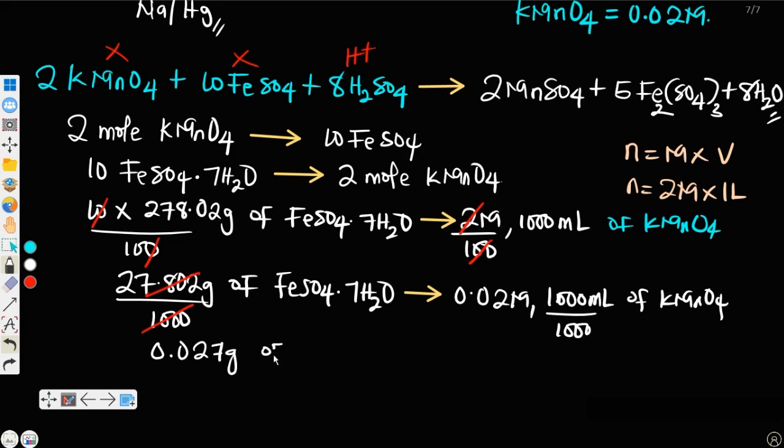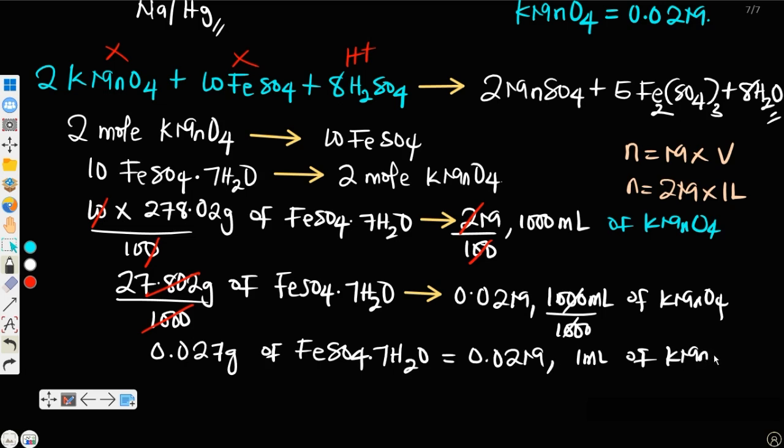0.027 gram of what? FeSO4·7H2O will be present in 0.02 molar. This is 1 mole of KMnO4. So, all right, so this is 0.0278, which is 802 gram of this reacting with 0.02 molar, 1 mole of KMnO4.